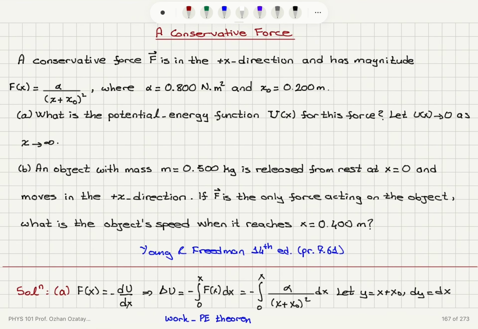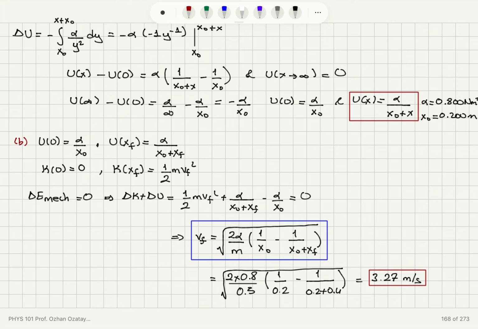Now, if we move an object with mass 0.5 kilogram from rest at x equals 0 to x equals 0.4 meters under the influence of this conservative force only in the positive x direction, the change in the mechanical energy will be 0 because we have conservative forces. Therefore, we have conservation of mechanical energy in the system.